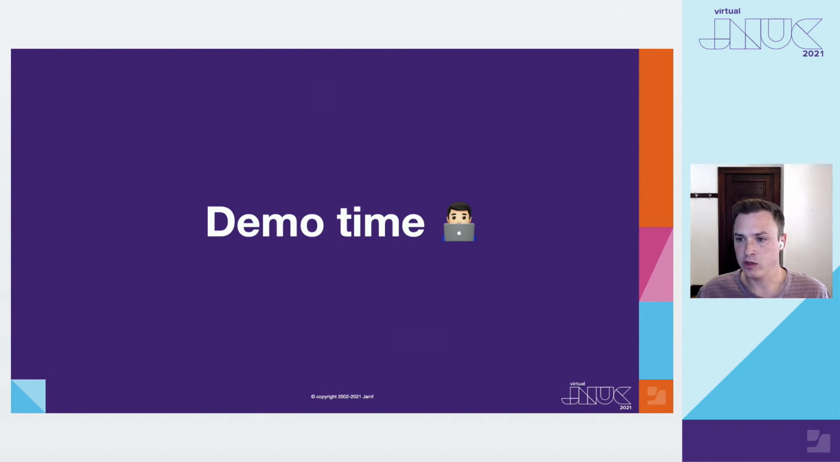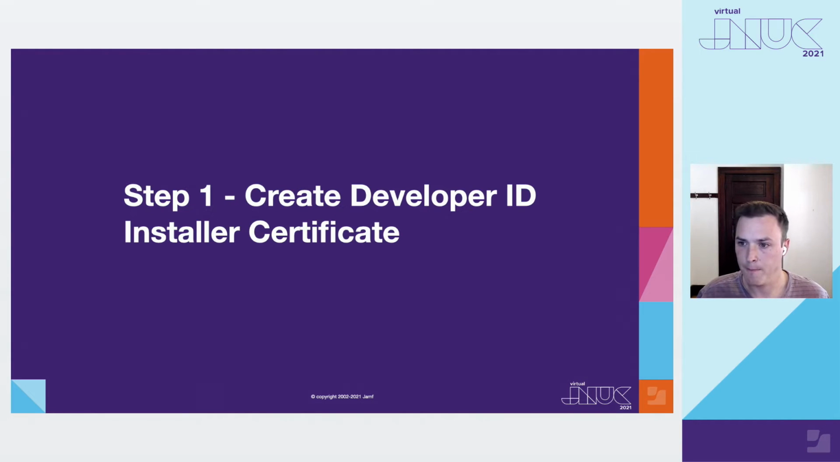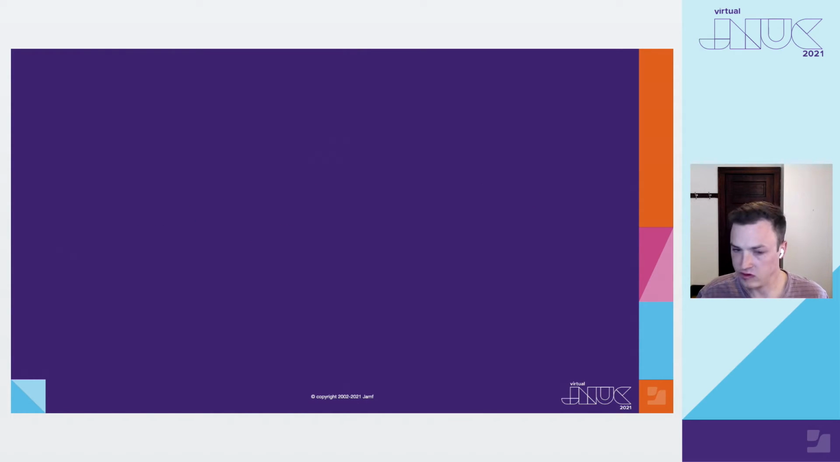It's demo time. We can demo this process from start to finish. I have some embedded videos in this keynote. I'll talk over them, tell you what's going on, and we'll go from there. So step one, first thing I'm going to show you how to do is to create a developer ID installer certificate. And as a reminder, this is what you'll use as an admin to sign a package using Composer. So let's dig into it.